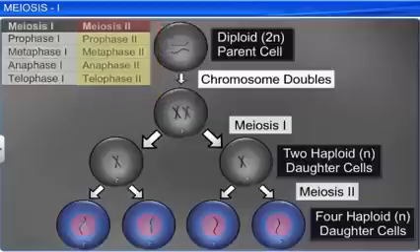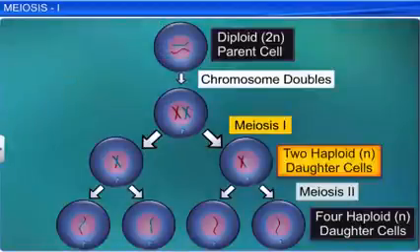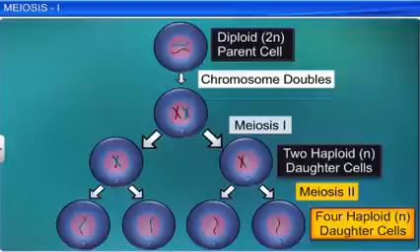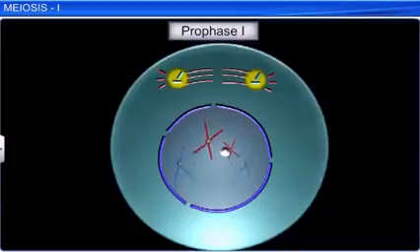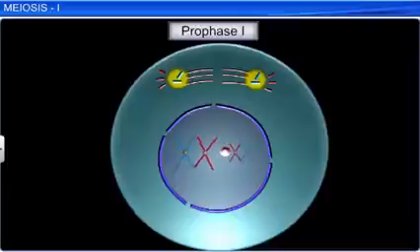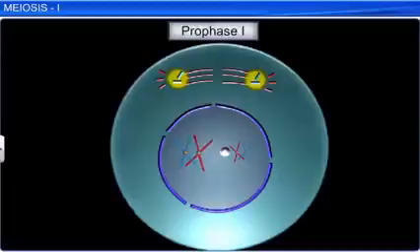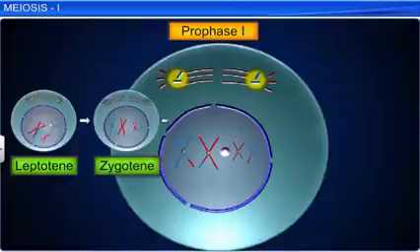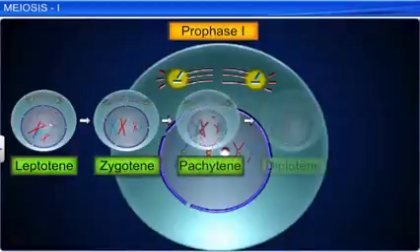Meiosis I halves the number of chromosomes, and meiosis II splits the sister chromatids of each chromosome, resulting in 4 haploid cells. Meiosis I begins with prophase I, which is typically more complex and lasts longer compared to the prophase of mitosis. Based on chromosomal behavior, prophase I is divided into 5 phases, namely leptotene, zygotene, pachytene, diplotene, and diakinesis.